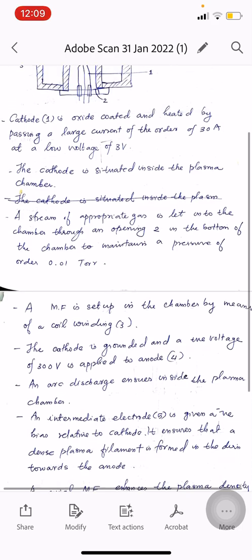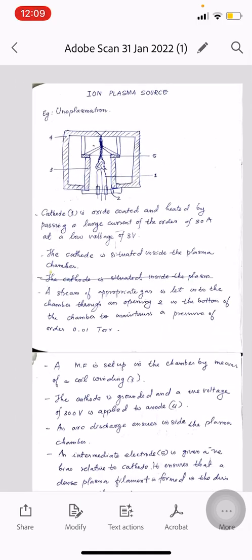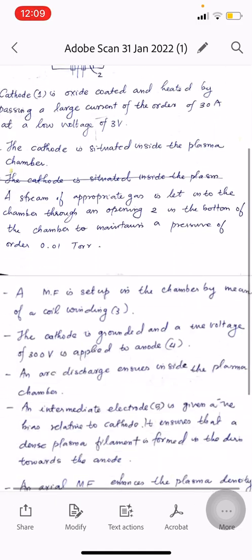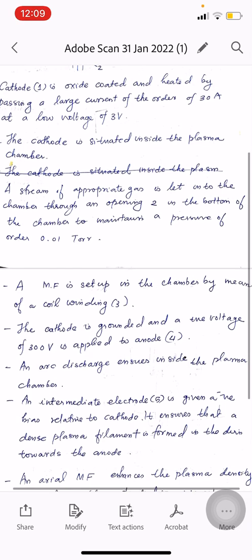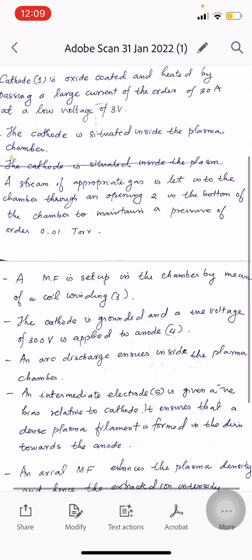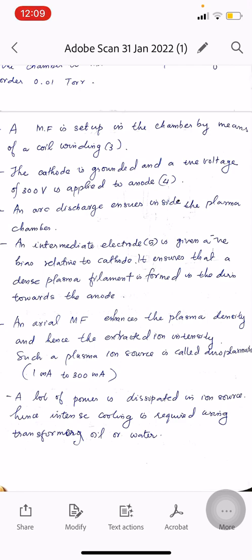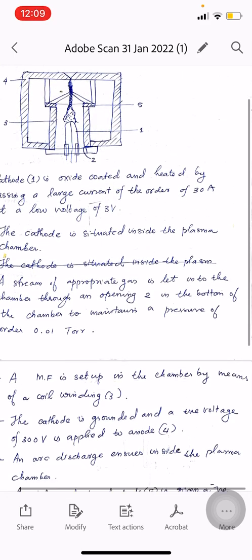An intermediate electrode is given a negative bias relative to the cathode. So we have an intermediate electrode, which is denoted by 5, and we give a negative bias relative to the cathode to this intermediate electrode. It ensures that a dense plasma filament is formed in the direction towards the anode. This axial magnetic field enhances the plasma density and hence the extracted ion intensity. Such a plasma ion source is called a Duoplasmatron, which is illustrated in the figure.